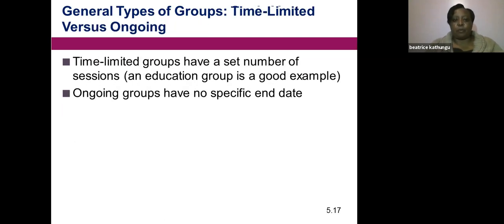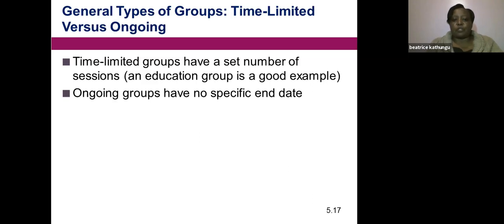The second parameter has to do with whether the group has a time limit or not. So we may have groups that are time limited. They have a set number of sessions, and once that period is over, the group comes to an end. But we also have ongoing groups that have no specific end date. So many of the revolving groups are actually ongoing groups. Many of the static groups are usually time-limited groups.